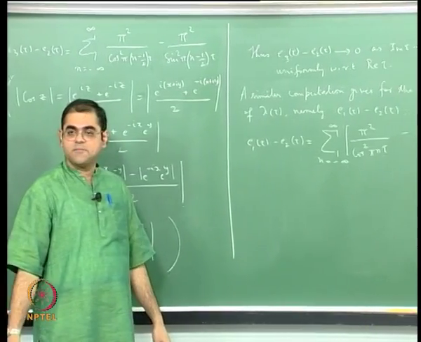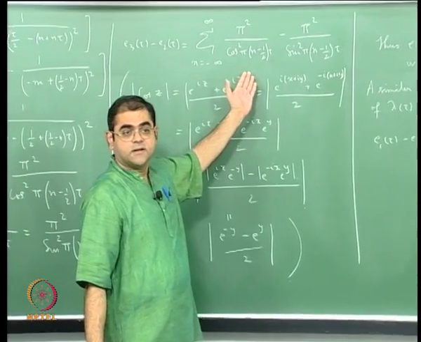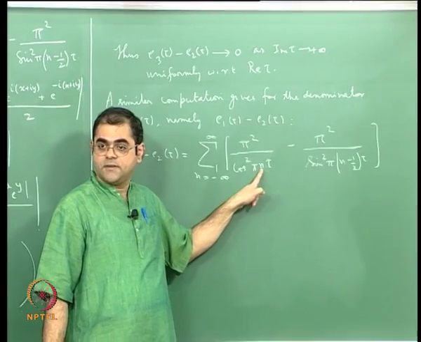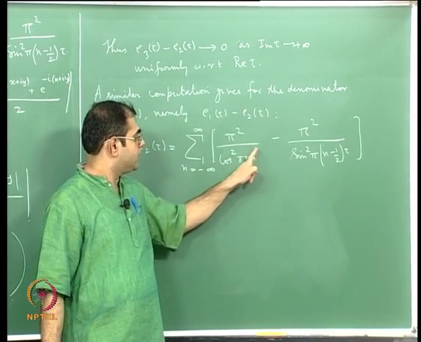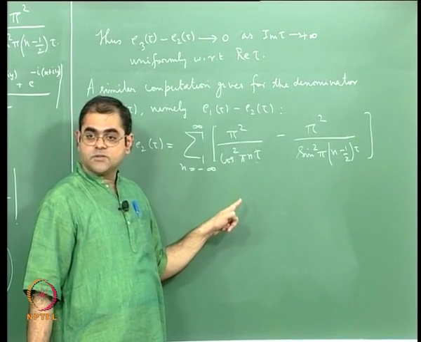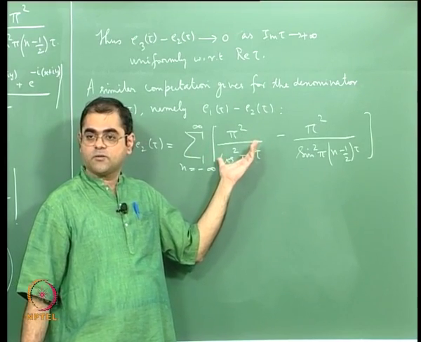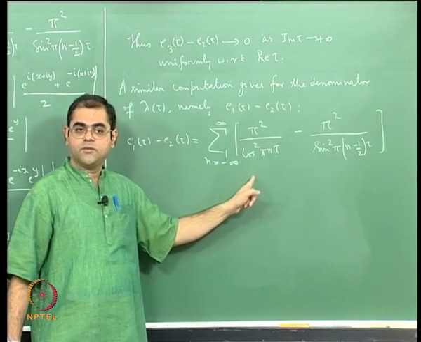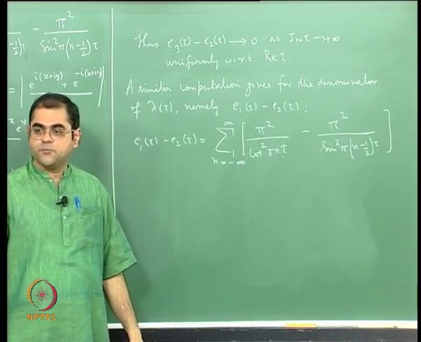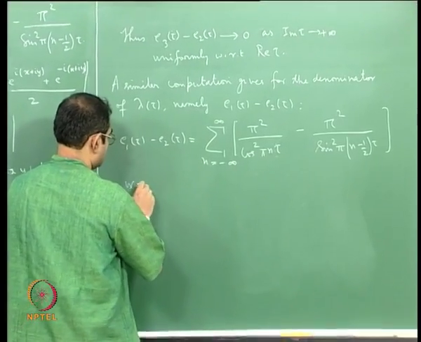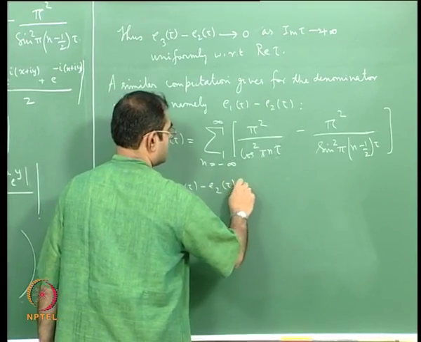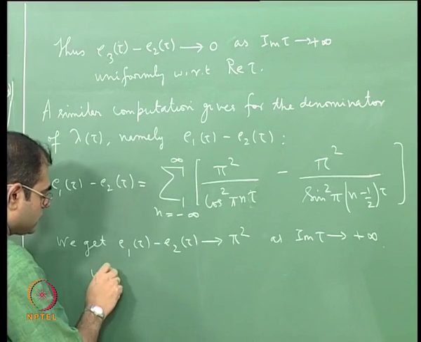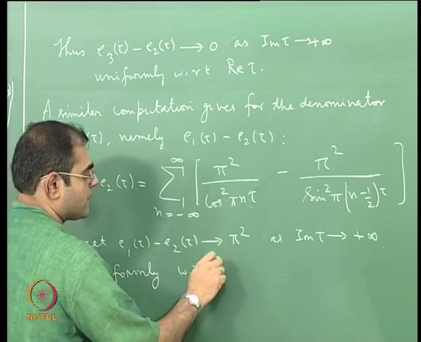Now the same argument applies as in the previous case when the imaginary part of tau goes to infinity. The only difference is that there is a term n equal to 0. In the n equal to 0 term, only this part is going to be unaffected when you take the limit. So you are going to get pi squared. All other terms will die to 0. So we get that E1 of tau minus E2 of tau tends to pi squared as the imaginary part of tau tends to plus infinity, uniformly with respect to the real part of tau.